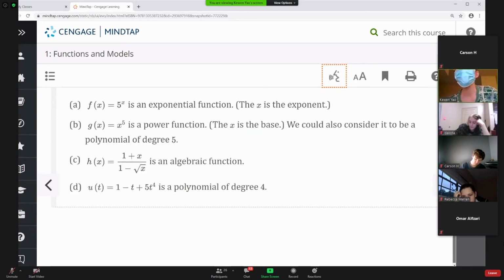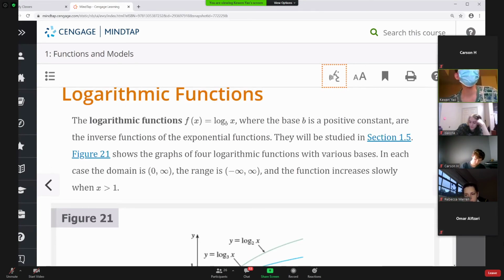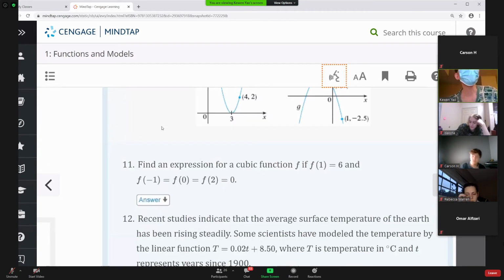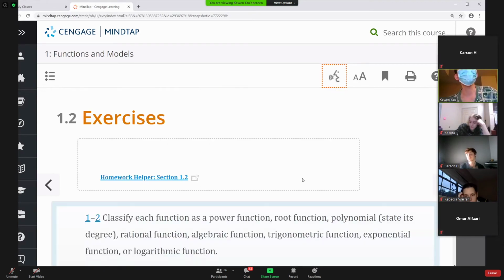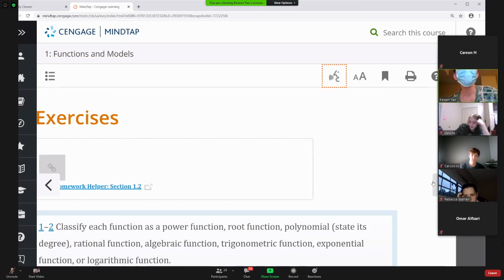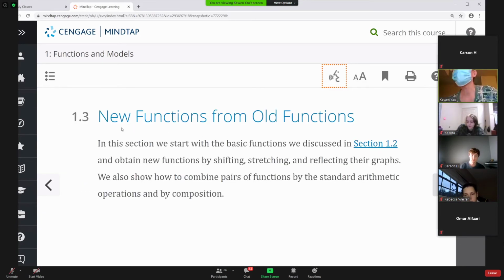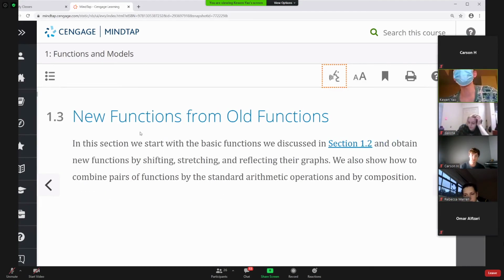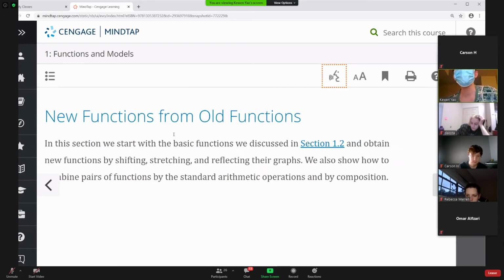Now let's look at the next page. Oh, no more exercises. Okay, exercises. So we don't want to do that. Okay. Now this is easy. I don't want to go over that. It's new functions from old functions, right? This is so straightforward. So I don't want to spend time on this. Let's look at what that means. Transform of functions, right?